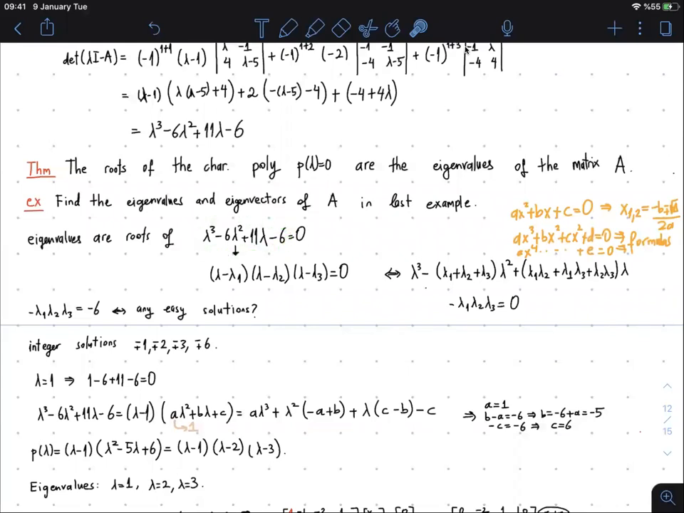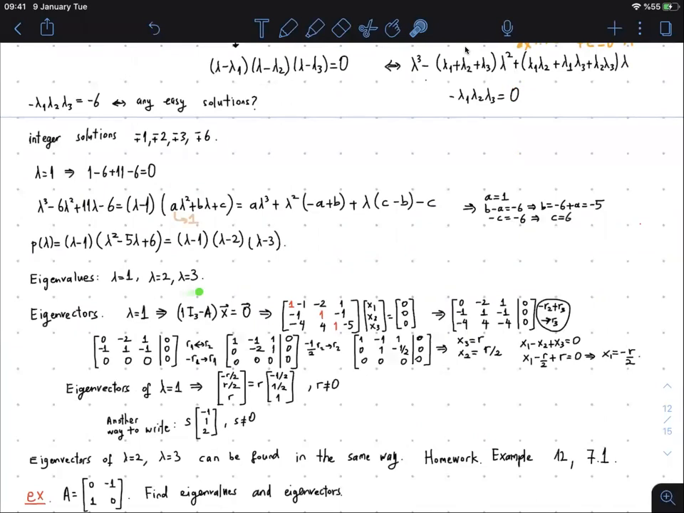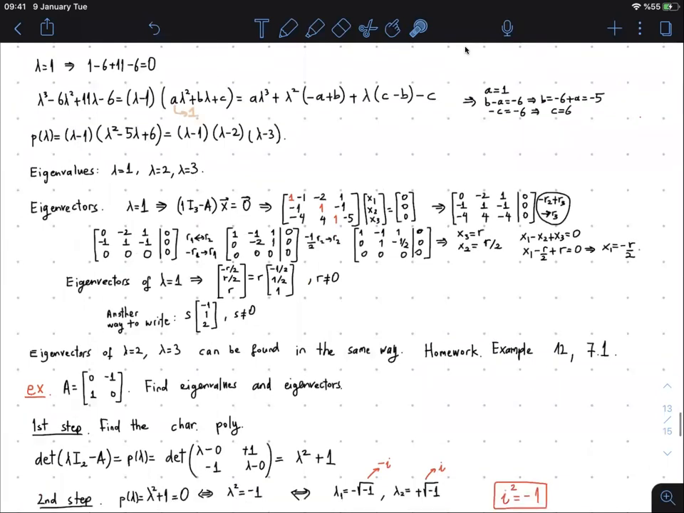And then what do we do? Then we can factorize this and solve it, and we get the eigenvalues. Okay, we obtain 3 eigenvalues in this case. And then for each eigenvalue, we look for the eigenvectors. And here we only did the case for lambda equals 1, and we obtained the eigenvector.